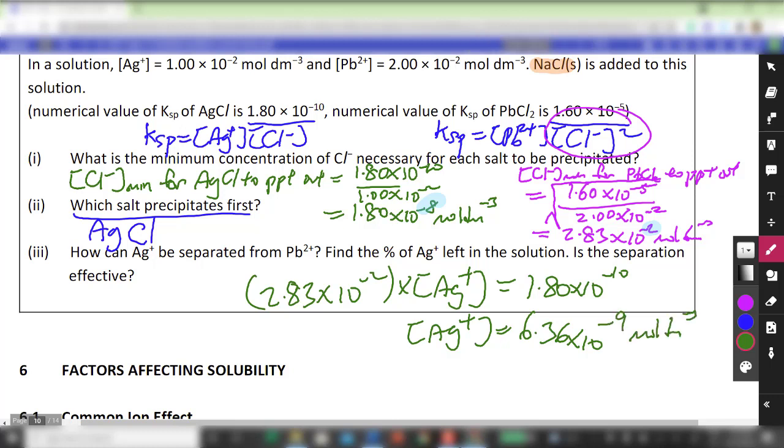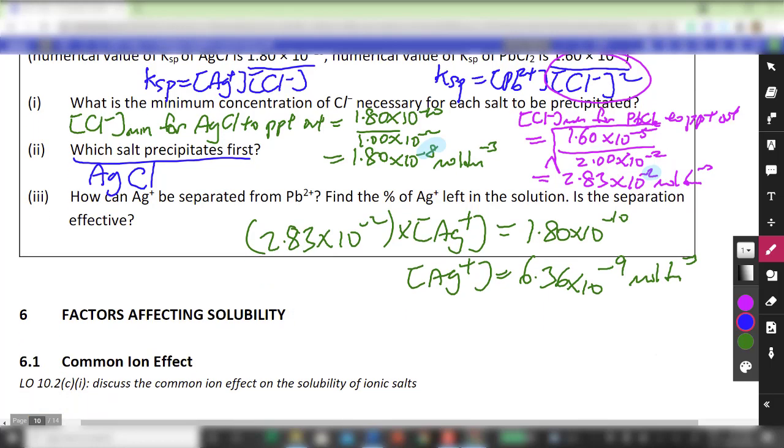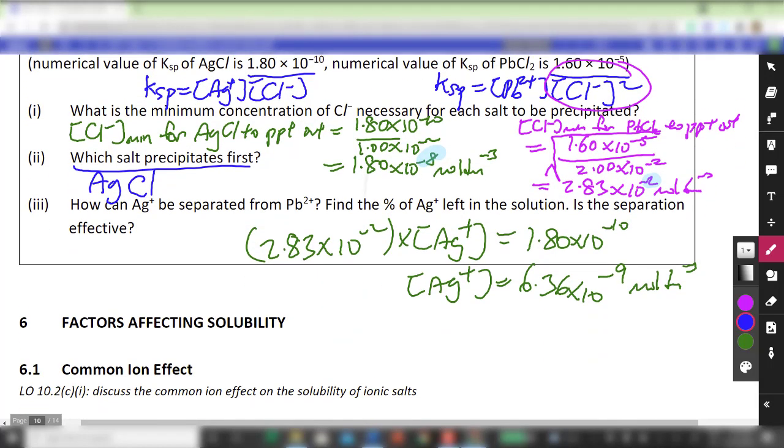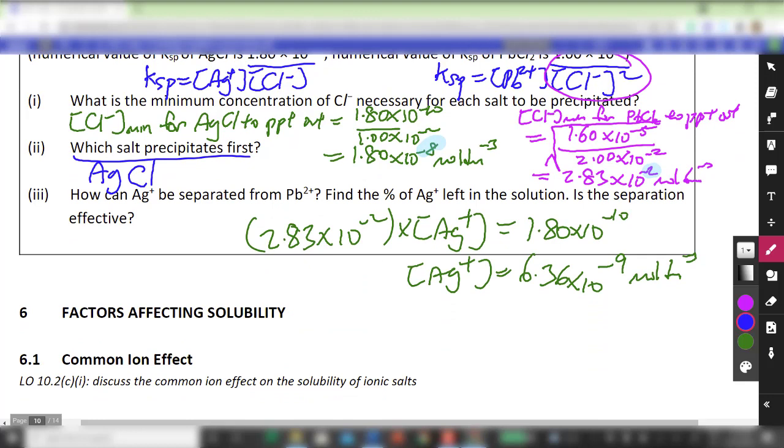Yeah, so this is also telling you that it is impossible to 100% separate everything out. There will still be a small amount that remains dissolved. Okay, and then you take this value, divide by the original concentration, which is this, times 100%, you will be able to find out the percentage of silver plus remaining in the solution.